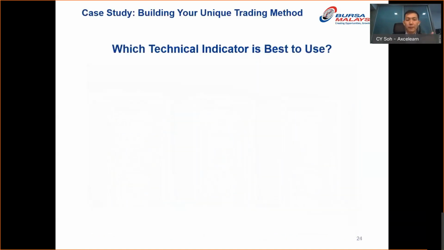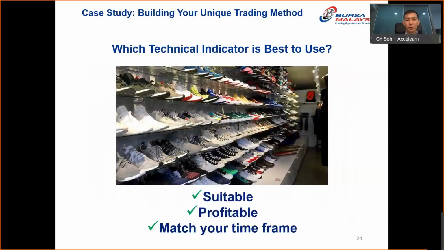So back to the question: which indicator is actually best to use when you find your shoes? In fact, all of the indicators are suitable. It depends on your personal style and your personal approach. This is why, when it comes to searching for indicators, you need to find one that is suitable for you, that is most profitable, and that actually suits your personal time frame.